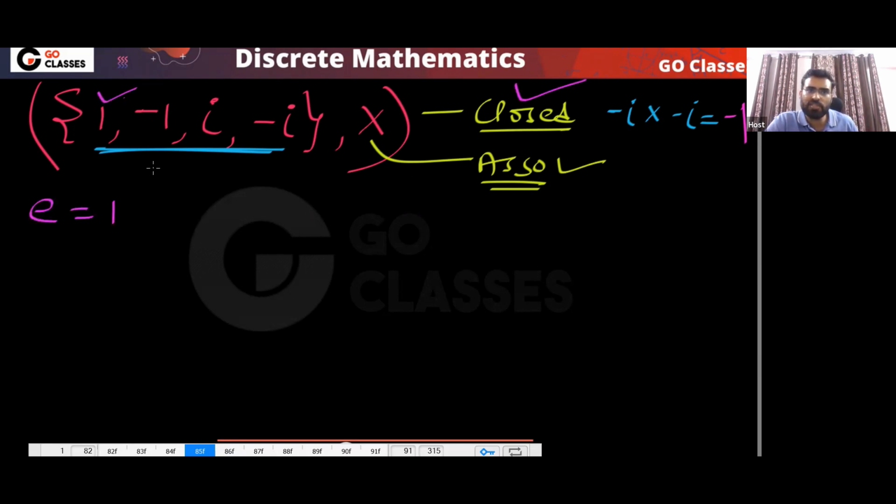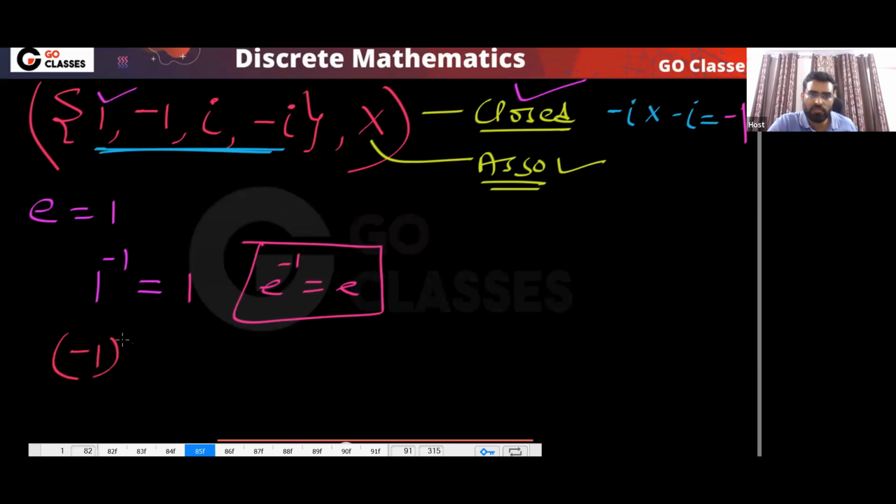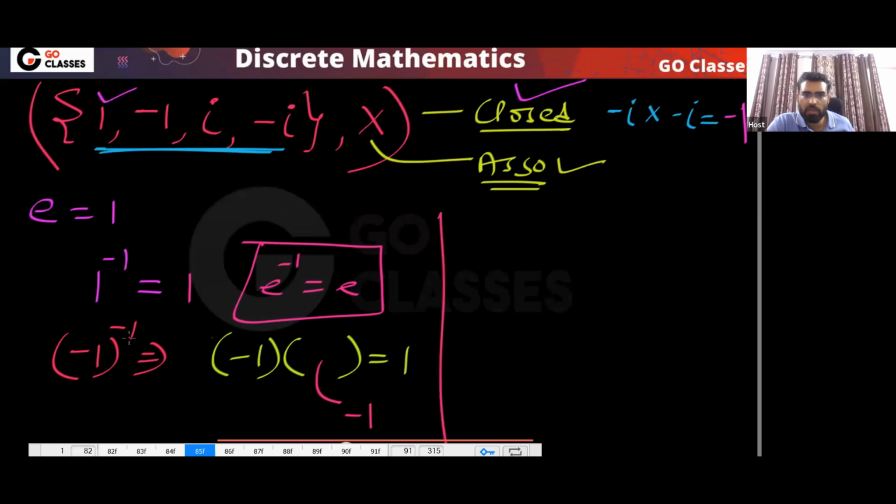The identity element of multiplication is 1. And what is the inverse? Let's find out. The inverse of 1 will be 1, because the inverse of the identity element is always the identity element. What is the inverse of minus 1? What should I write here so that I get 1? So I should write minus 1. So minus 1 inverse will be minus 1.